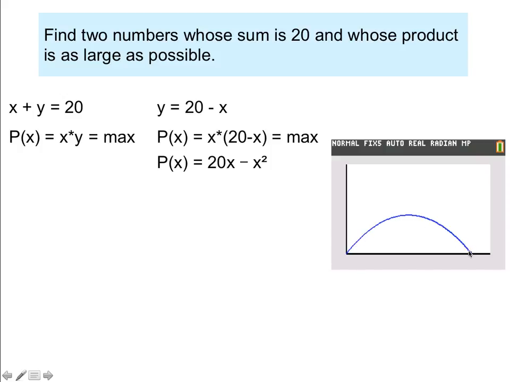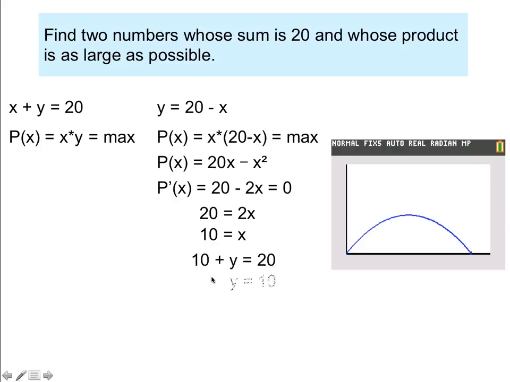And so to maximize this, we know that the strategy for maximizing is finding that hill. And that strategy is taking the derivative and setting it equal to 0. So when I do that, the derivative is 20 minus 2x. I'm going to solve that. I get an x value of 10. And if my x value is 10, then my y value is also 10. So in order to have this constraint of the sum being 20, I need a 10 and a 10, and that's going to give me the maximum product, which is 100.